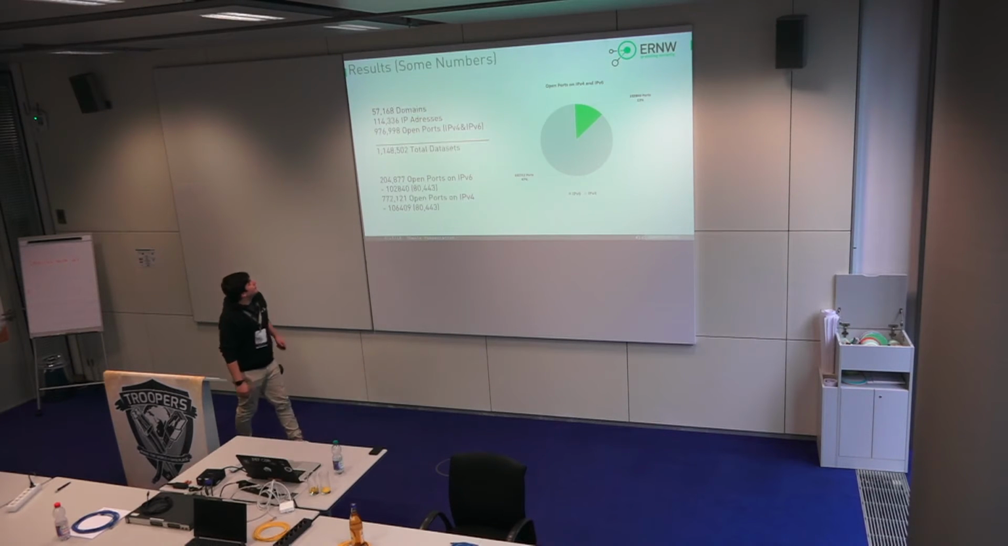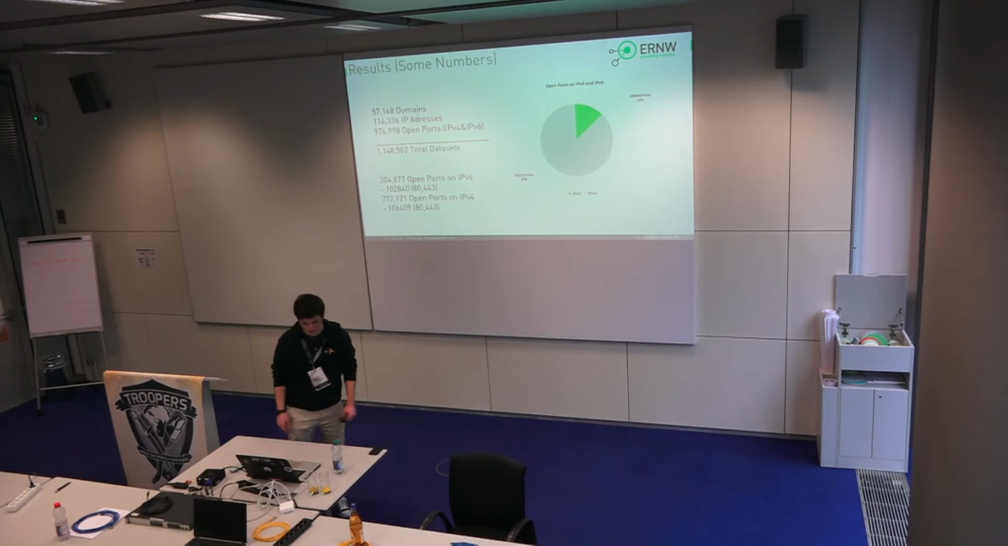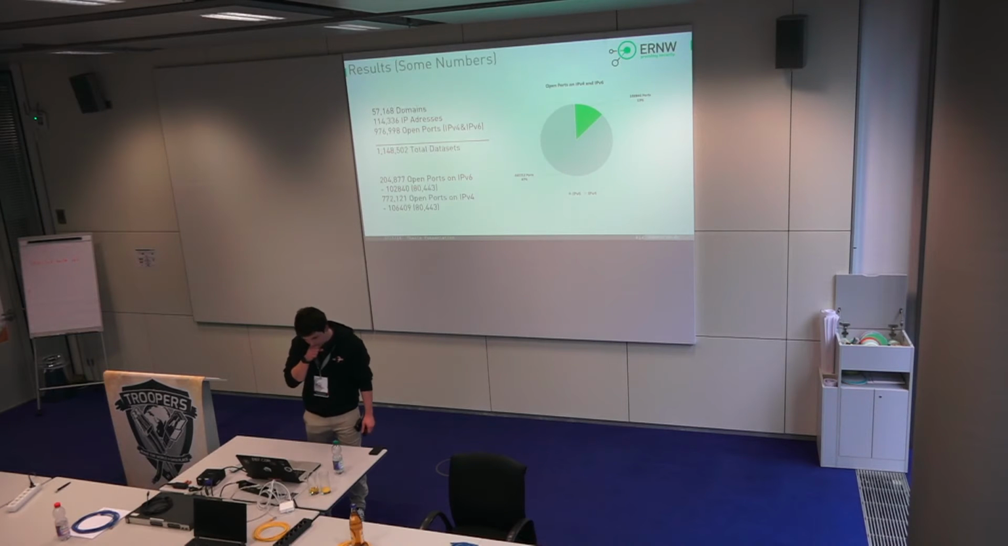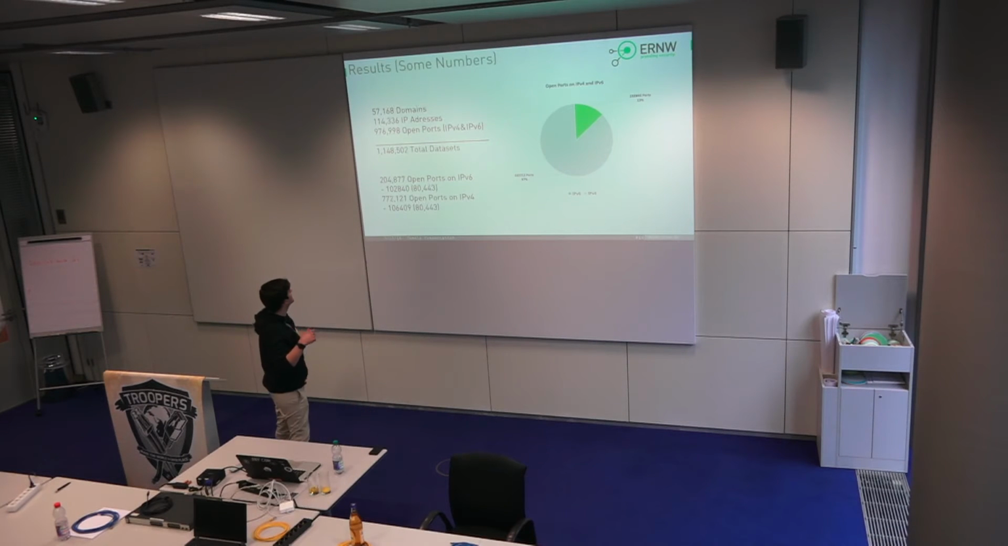So without further ado, I want to present my results. I was able to identify 75,000 dual stack enabled domains, which sums up to 140,000 IP addresses, IPv4 and IPv6, and about 976,000 open ports on both IPv4 and IPv6. For statistical reasons, I have excluded ports 80 and 443 from my research, because they are on the most visited websites worldwide and are intended to be open.